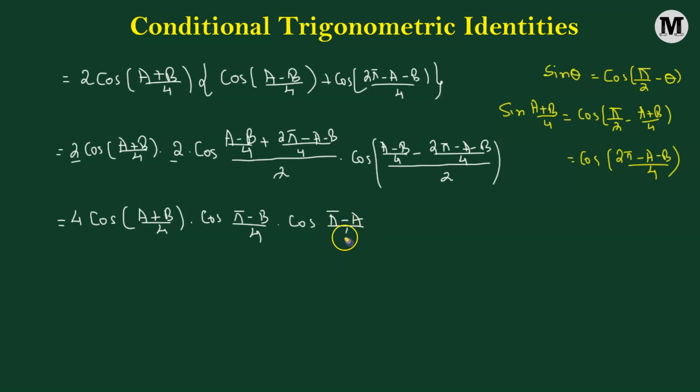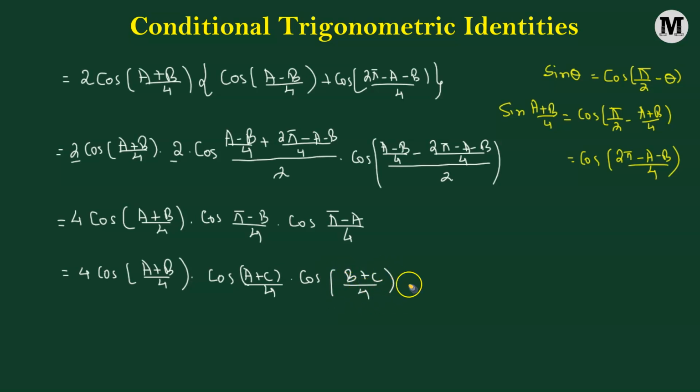that's going to simplify and give us (pi minus a)/4. Fine. Now what we have is 4 times cosine of the angle (a plus b)/4 multiplied to cosine of, now pi minus b we can change to a plus c, angle (a plus c)/4, and cosine of (pi minus a) can be changed to (b plus c)/4. So here we are using the condition a plus b plus c equals pi. So pi minus b is simply the sum of the angles a and c, whereas pi minus a is simply the sum of the angles b and c, and this is exactly the expression on the right hand side. So here we have successfully shown that the left hand side equals the right hand side.